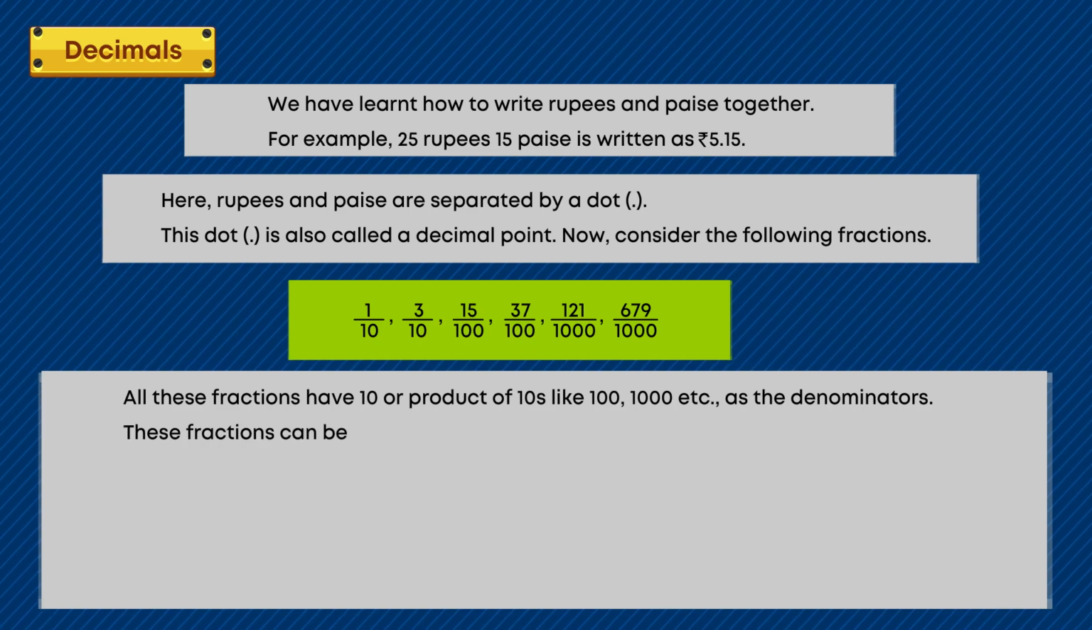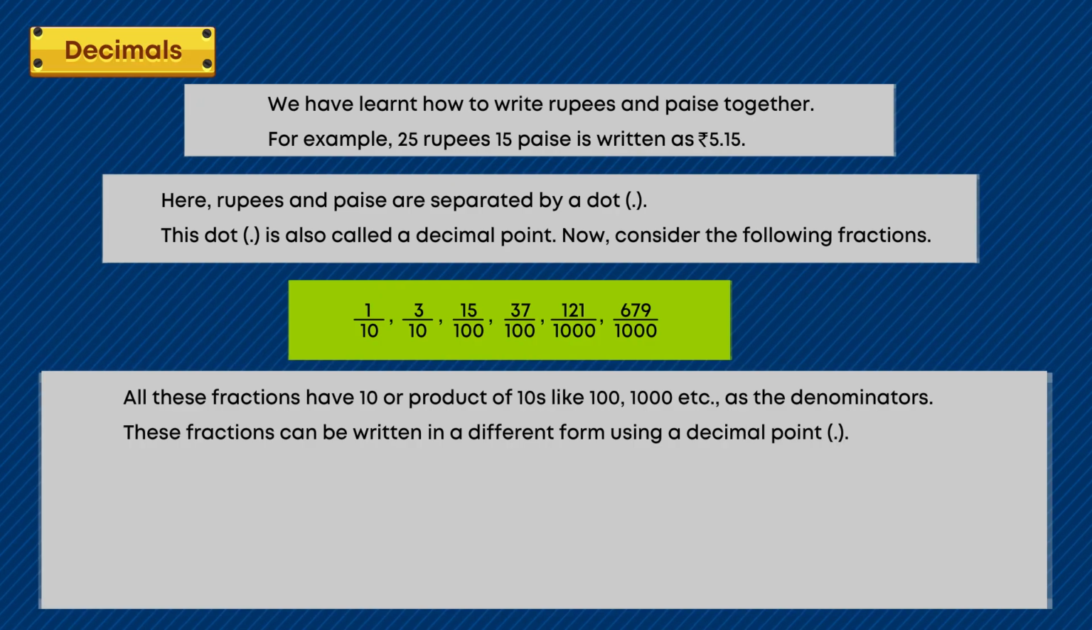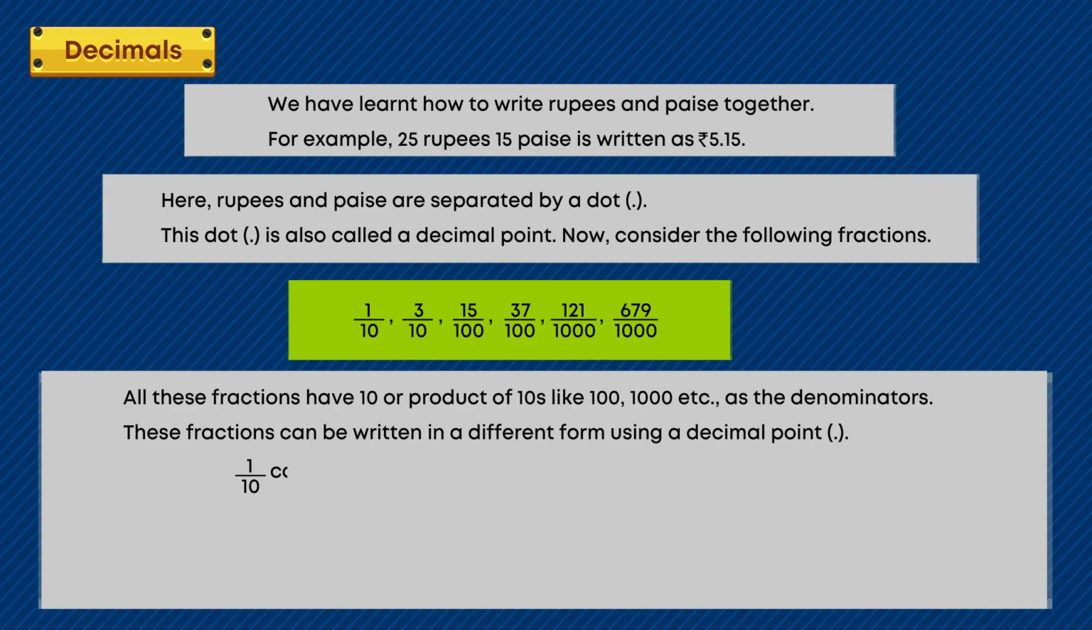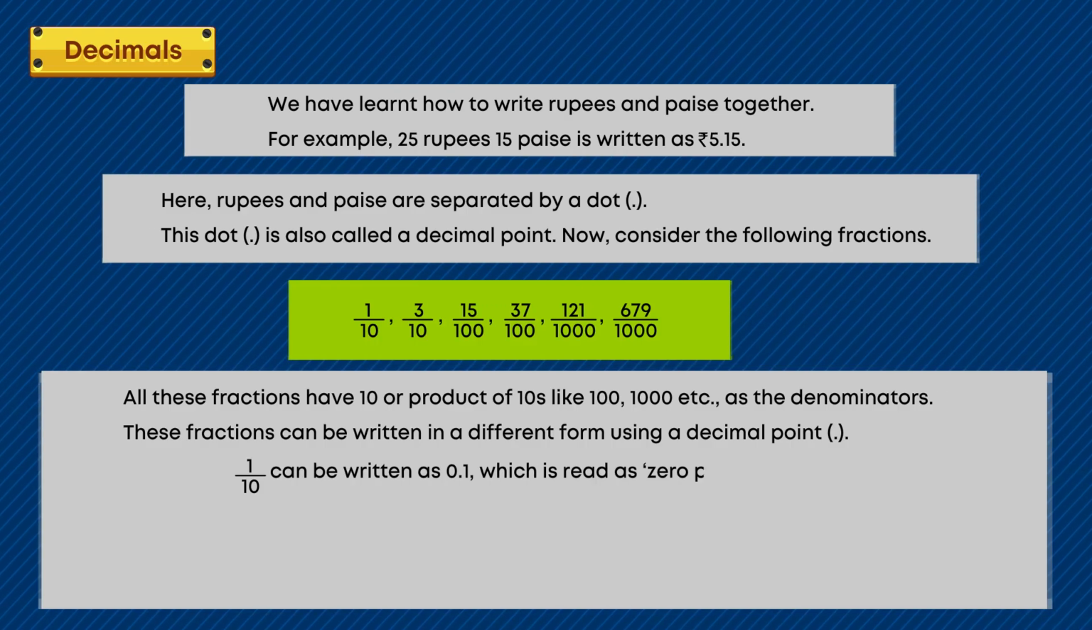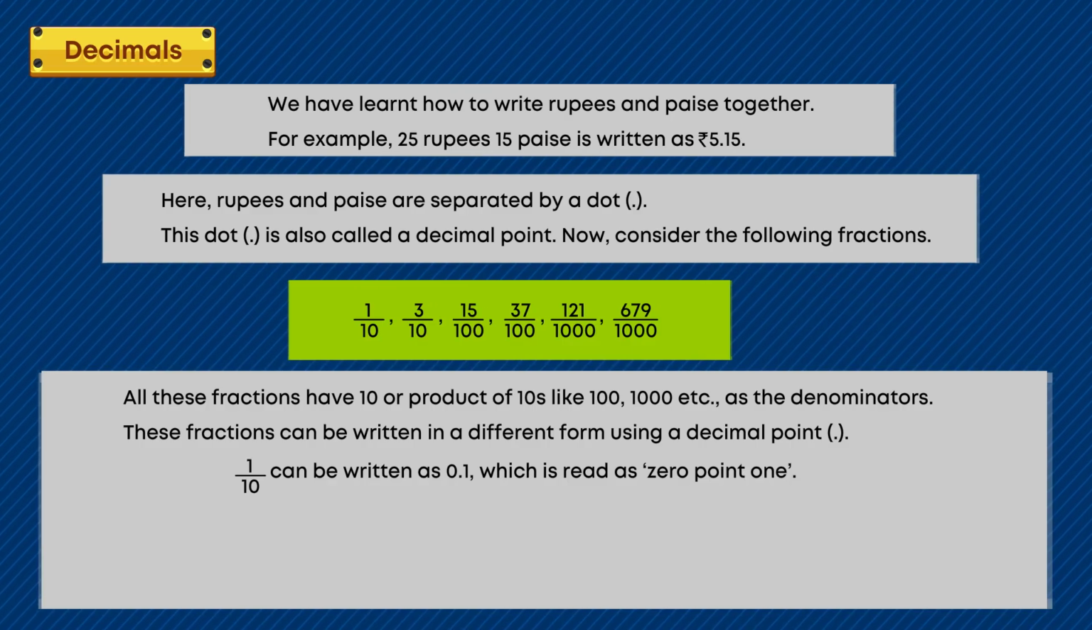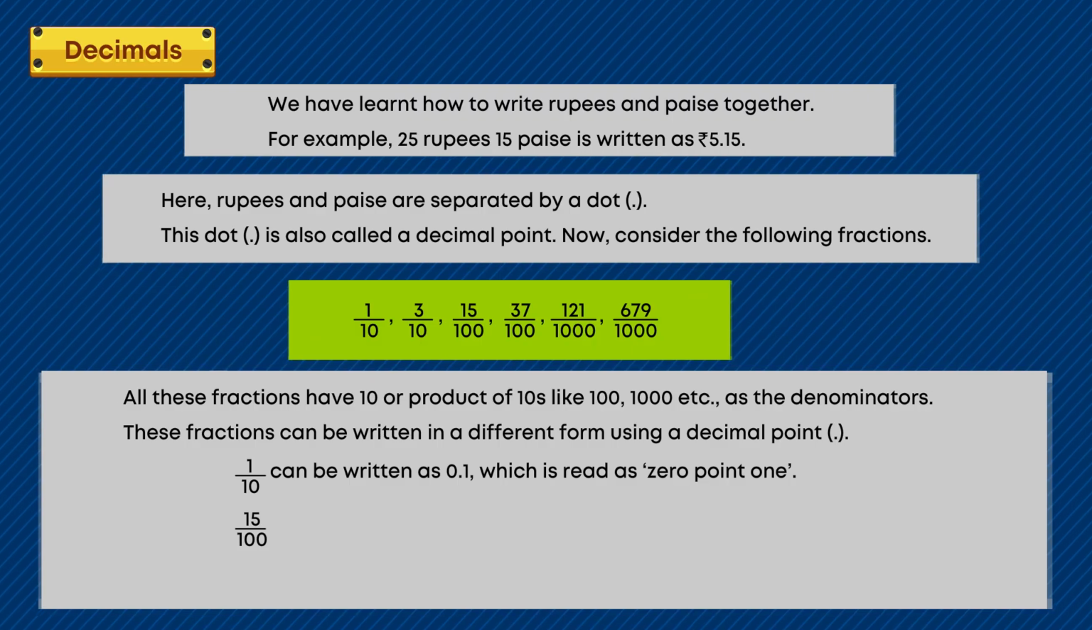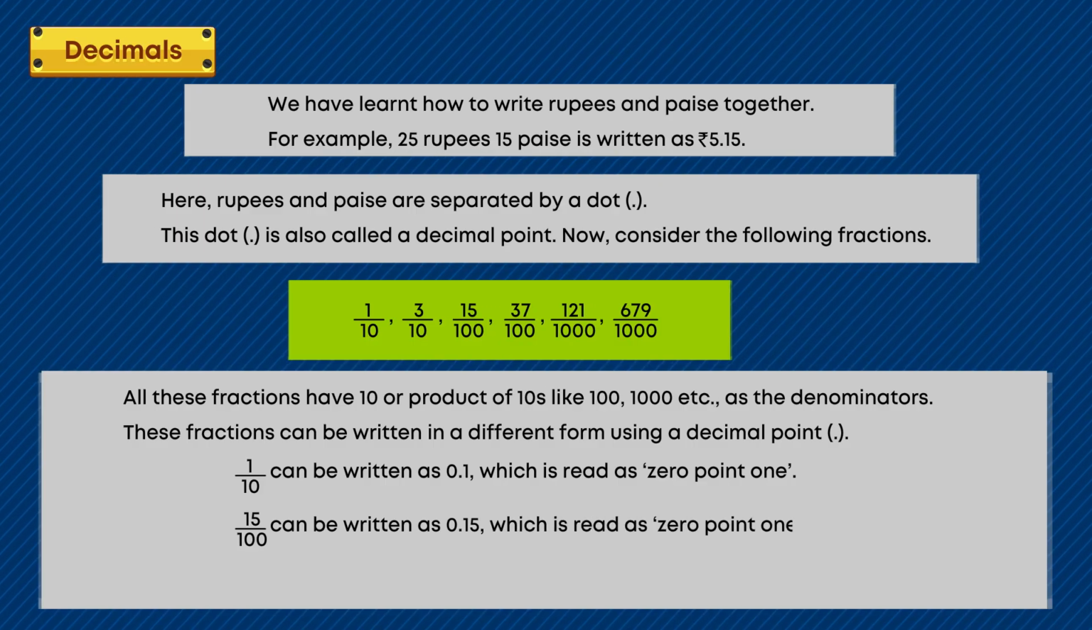These fractions can be written in a different form using a decimal point. 1/10 can be written as 0.1, which is read as zero point one. 15/100 can be written as 0.15, which is read as zero point one five.